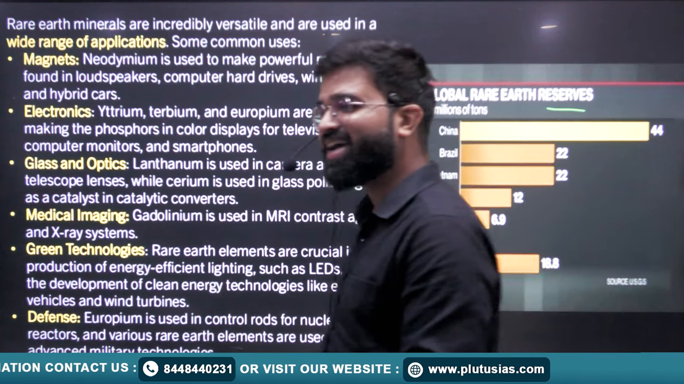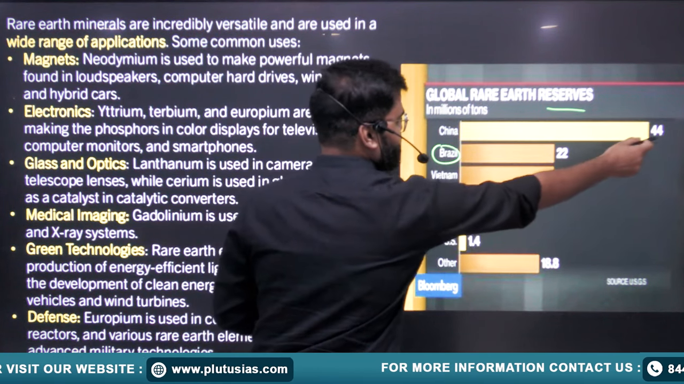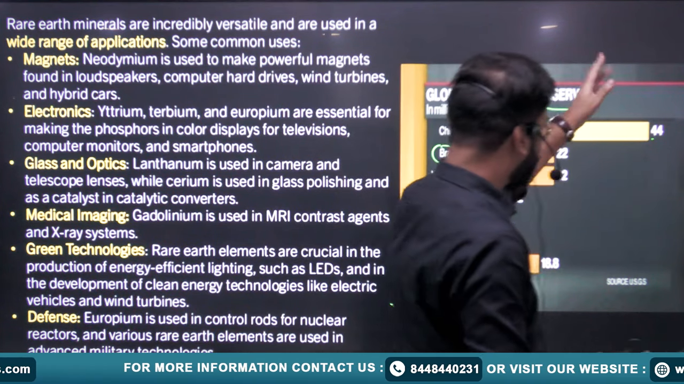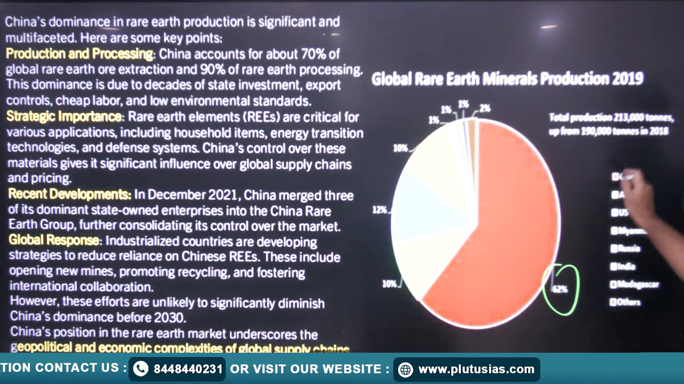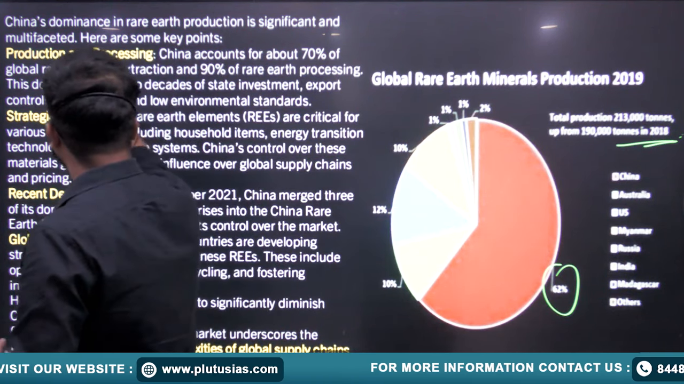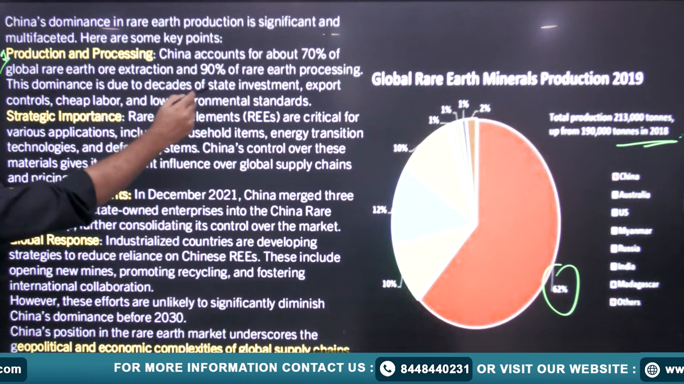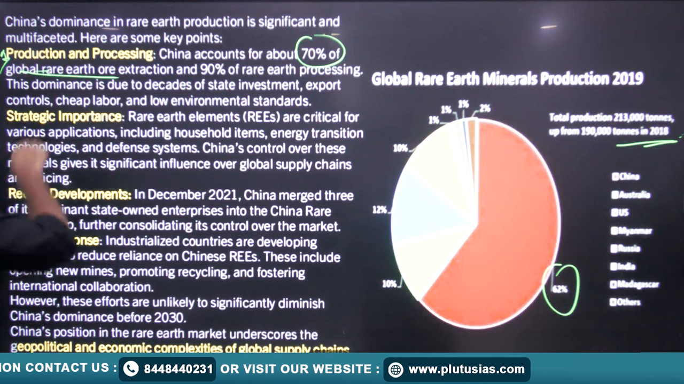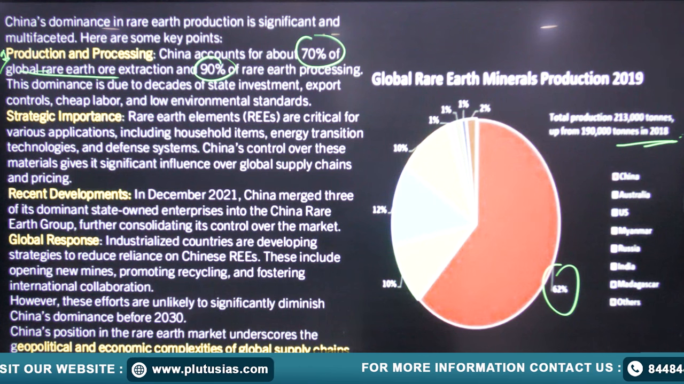That China is controlling the entire supply chain. Look at the condition. Its capacity is more than the cumulative capacity of all others. China produced 62% of the total production in 2018. China's dominance in rare earth production is significant and multifaceted. Production and processing: China accounts for 70% of global rare earth ore extraction and 90% of the rare earth processing.